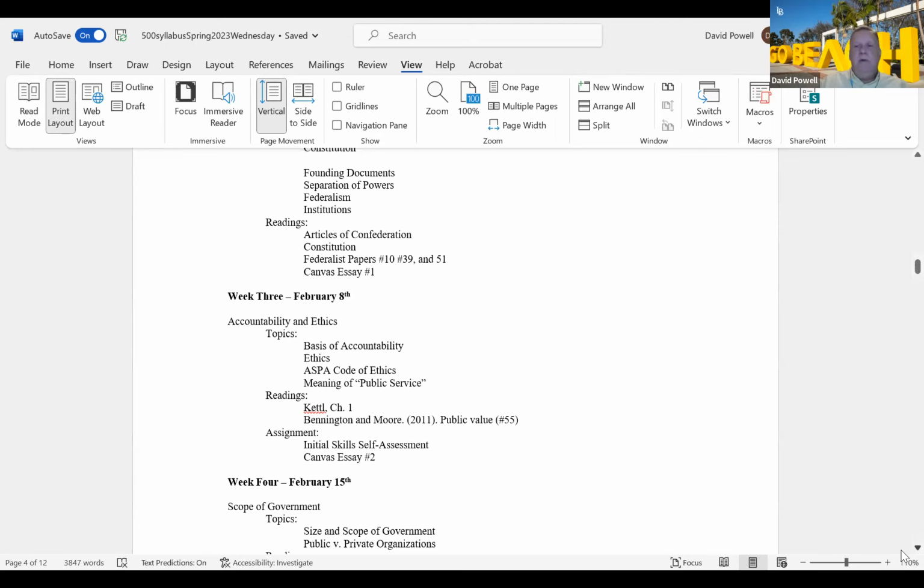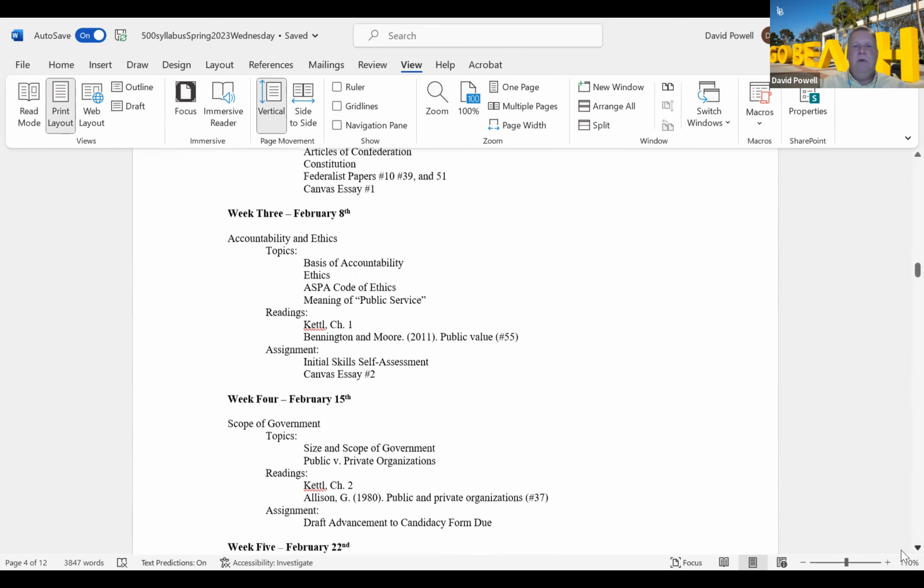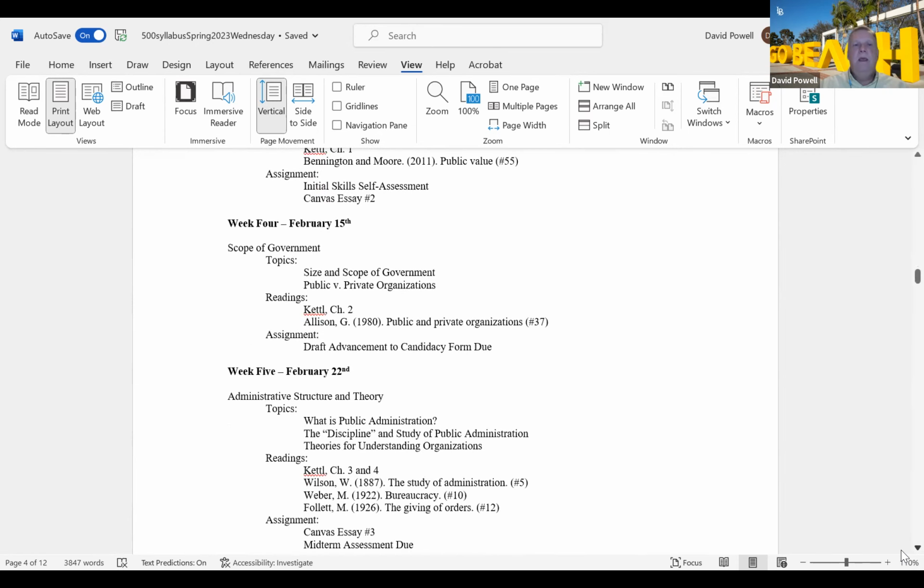So that will be our focus then. And then after that, in that week, you have the initial skills self-assessment due in Canvas essay number 2, which focuses on ethics. Week 4, we'll look at the scope of government. We'll get into the size and scope of the different levels of government. And most notably, we'll talk about differences between public and private organizations.